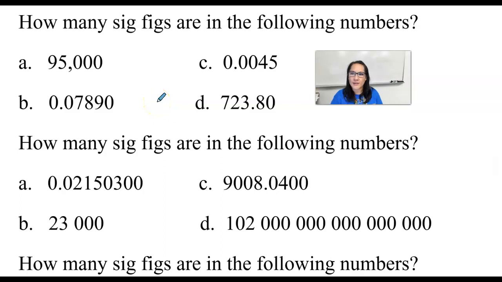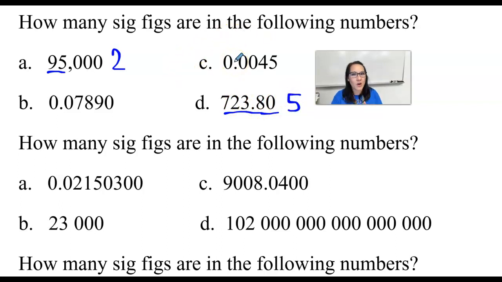Okay, so let's test out these rules. How many sig figs are in the following numbers? So non-zero numbers definitely are significant. These are zeros at the end, but there's no decimal present. So this number only has 2 significant figures. As opposed to this number, which has 1, 2, 3, 4. That 0 is on the end and there's a decimal present. So it is also going to be significant. So this has 5 significant figures.